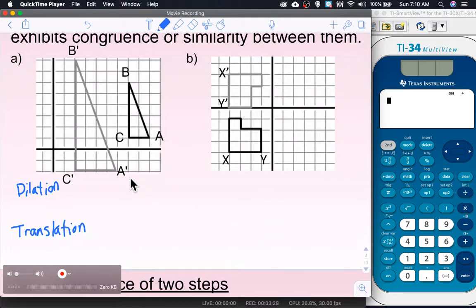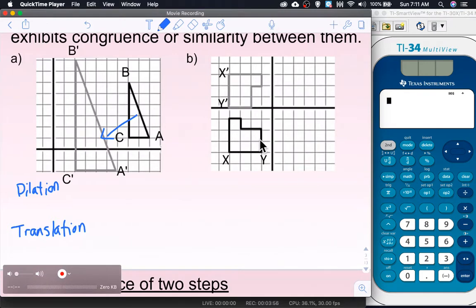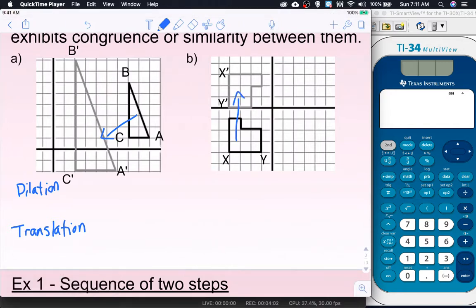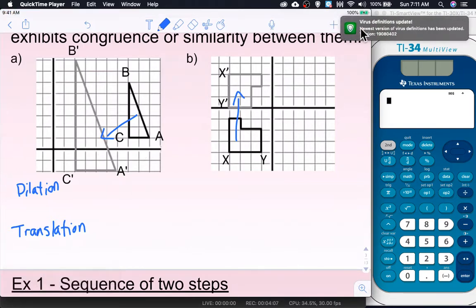So let's see here. Dilation, how? Well, I know this is the original because it's ABC. This is the new one, the image, because of this little prime in the corner. That tells me this is the new. So it's going from this one to that one. And maybe draw a little arrow if it helps you out. I can tell in this one, it's going from this to that.